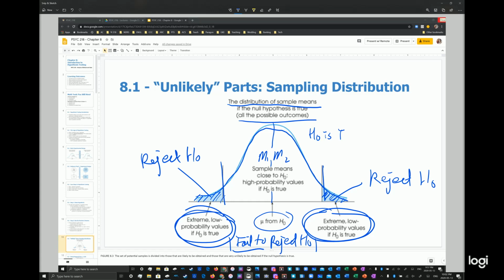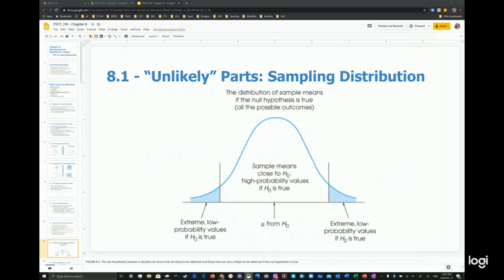Some of you might read something like retain the null, which is closer to accepting the null, but it's not accepting it. It's just like, I'm just going to hold on to it. But again, what you're doing is you can't reject it because it's not different enough. It's not far enough away from the mean for us to go, yeah, there is a difference.